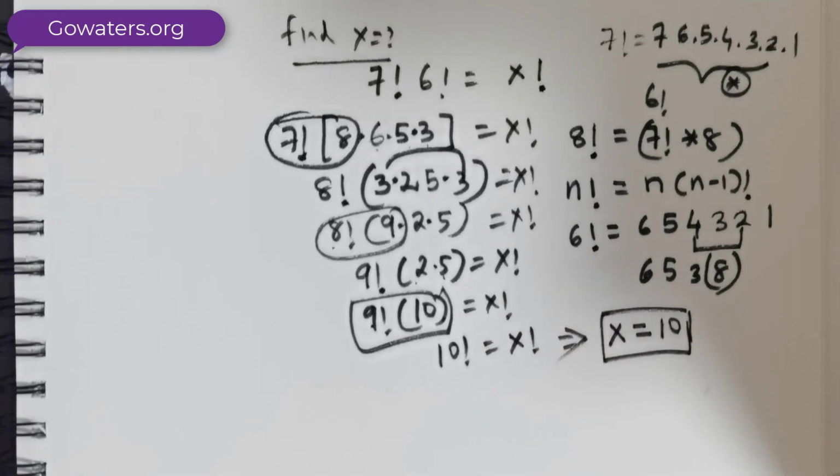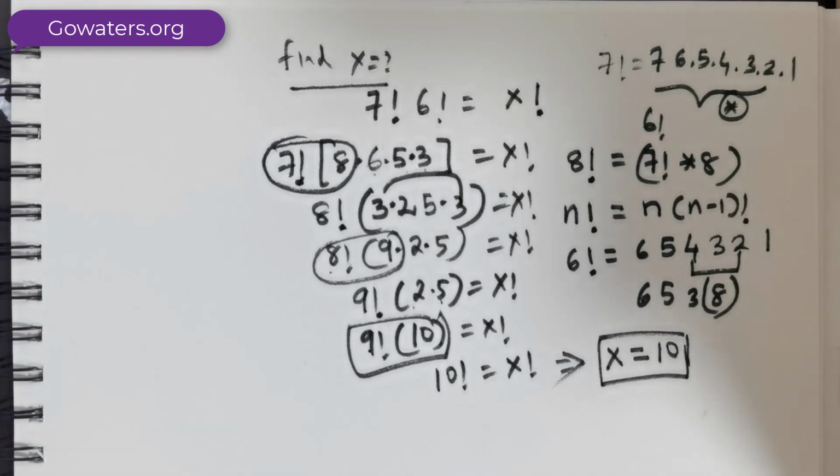So that is the solution for this question, and this is a very important way to understand how we can solve if we have to encounter factorials of huge numbers.